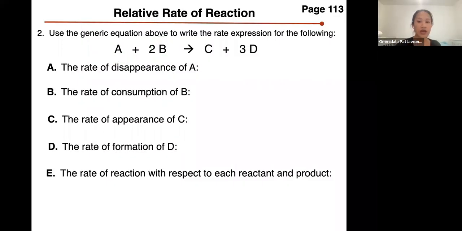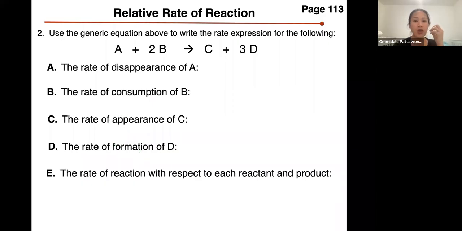Now, if you're looking at C and D, it's the opposite. Over time, C and D are being produced, so they appear over time. Therefore, the rate involved with those is named the rate of appearance or the formation. So these two words belong to the product.